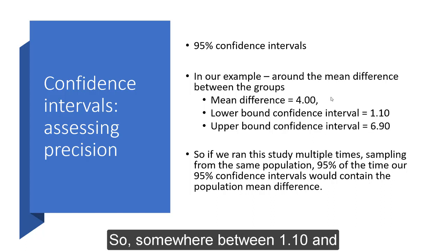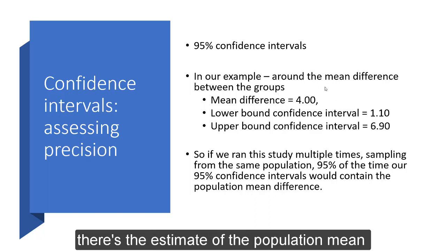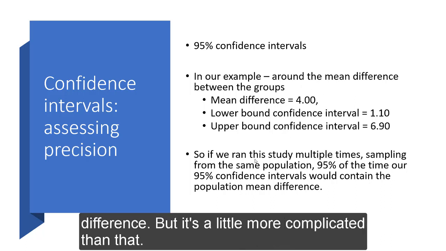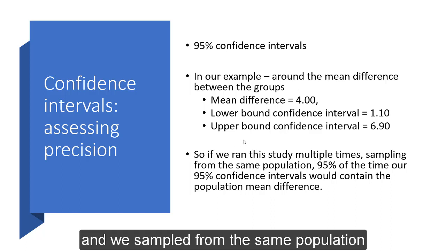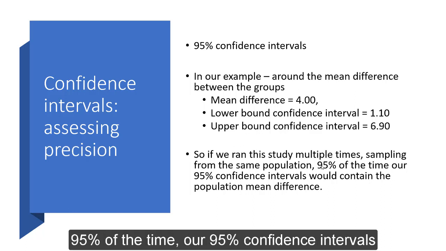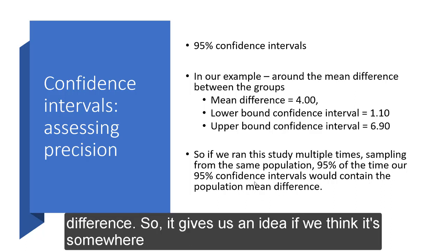So somewhere between 1.10 and 6.90, we're saying that there's the estimate of the population mean, but it's a little bit more complicated than that. What we tend to say is, if we ran this study multiple times, and we sampled from the same population, 95% of the time, our 95% confidence intervals would contain the population mean difference. So it gives us an idea.